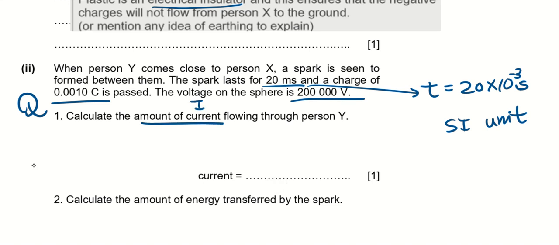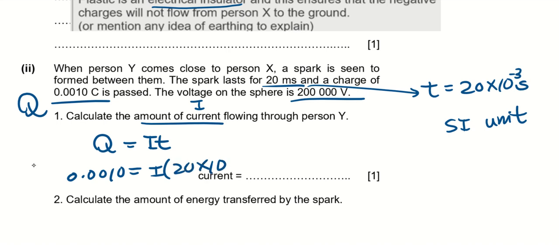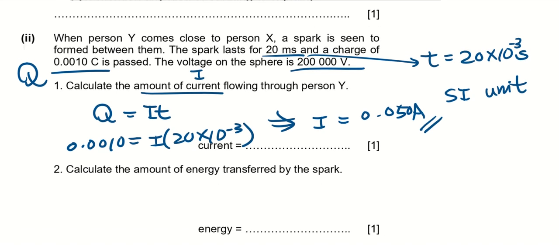Current is I, so we use this formula. Q equals It, and it is an SI unit formula. That's why my t must be in seconds, which is the SI unit for time. Therefore, my current will become 0.050 ampere. 1 mark for this.